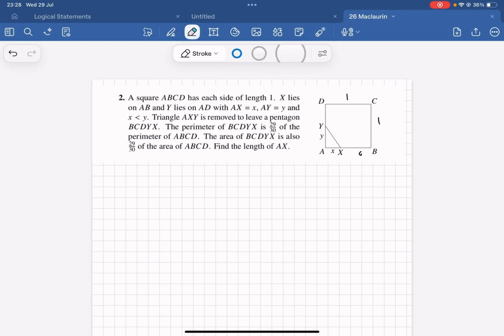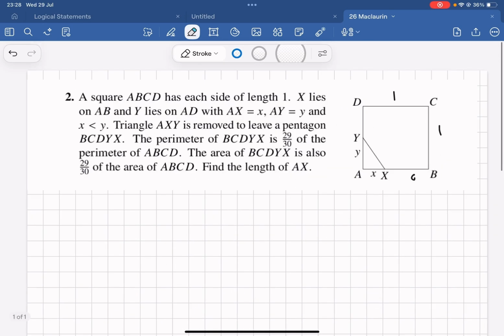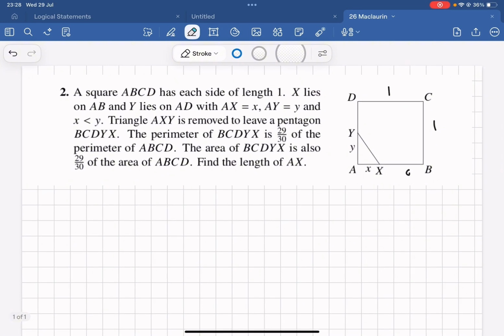Yes guys, today we've got a geometry problem from the Maclaurin papers. And it reads the following. We've got a square ABCD with side length 1. X lies on AB, Y lies on AD, that's given in the diagram. AX equals x, nice and easy to remember, AY equals y, and x is less than y.